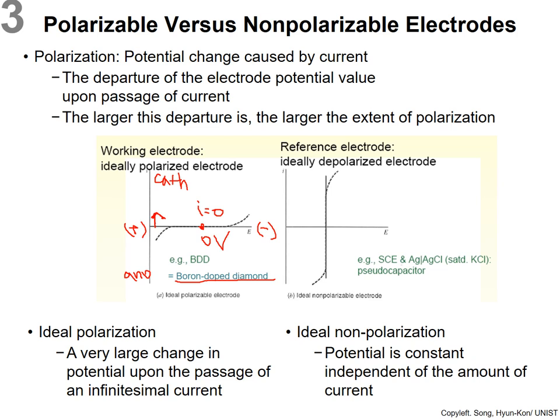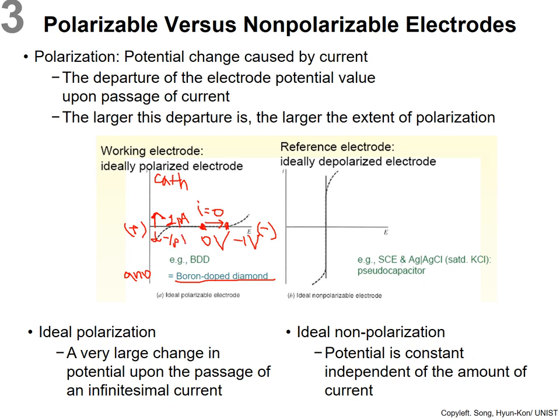Anyway, with this tiny positive current, the potential value is going from 0 volt to, let me say, minus 1 volt, at this point. Then it means we are experiencing a big potential change even with a very tiny positive current. Let me say this is plus 1 picoampere. Even with this small current change, we have got the big potential change from 0 volt to minus 1 volt. Or at this time, I have applied a very tiny negative current like minus 1 picoampere.